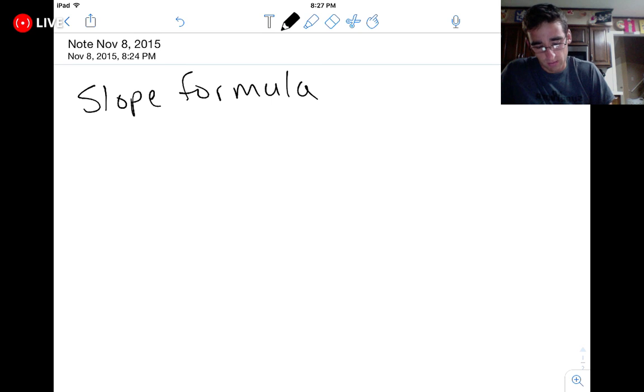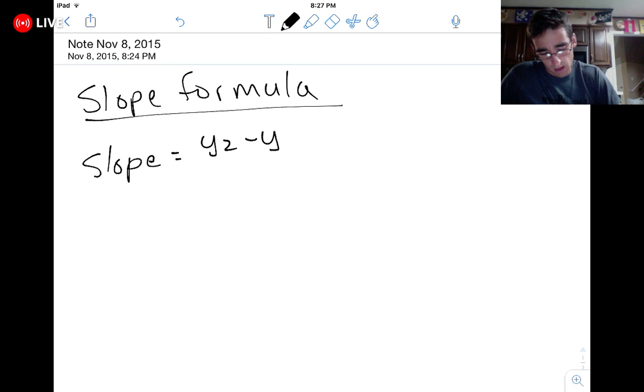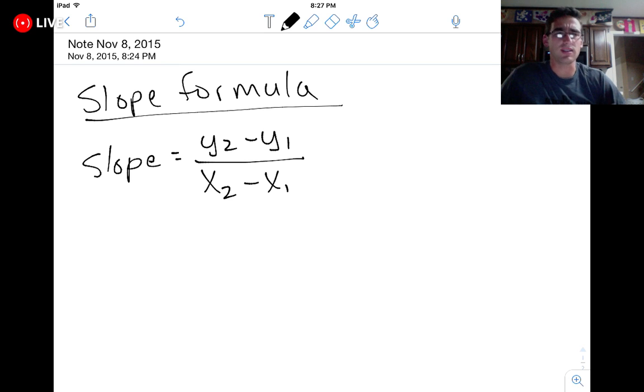So how can we find the slope by using this formula or equation? I'm just going to write it out first, and then I'll explain the different parts of it. So slope is going to be equal to y2 minus y1 over x2 minus x1. Let's think about what that means.